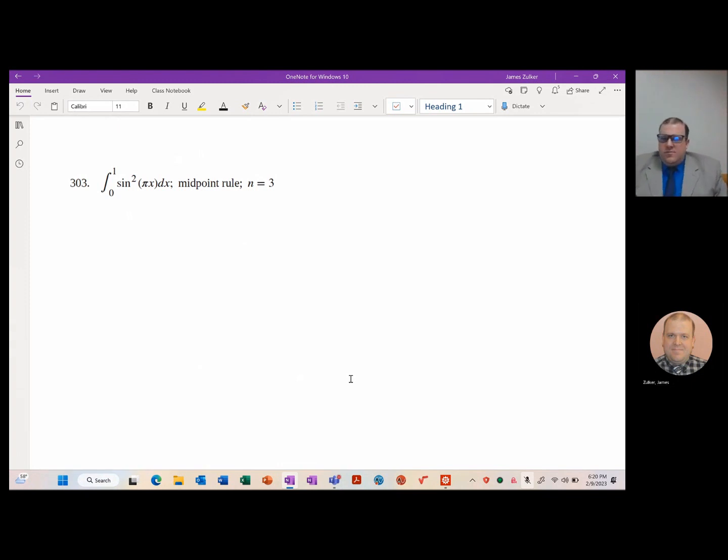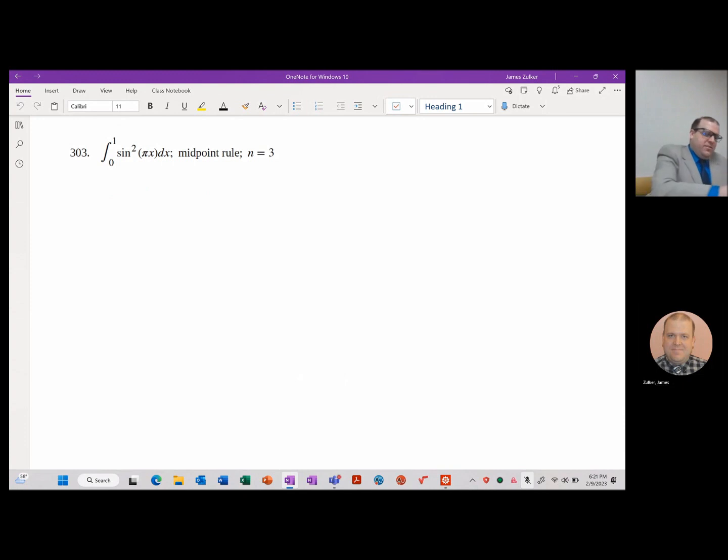So let's look at doing 1 or 2 by hand, because you're going to have to do this for the quiz. For the test, if I ask it, it will require you to code, which means I will require a screenshot of your code. And we'll discuss that when the test is handed out. So we want to approximate the integral from 0 to 1 of sine squared of pi x dx using the midpoint rule with 3 subintervals.